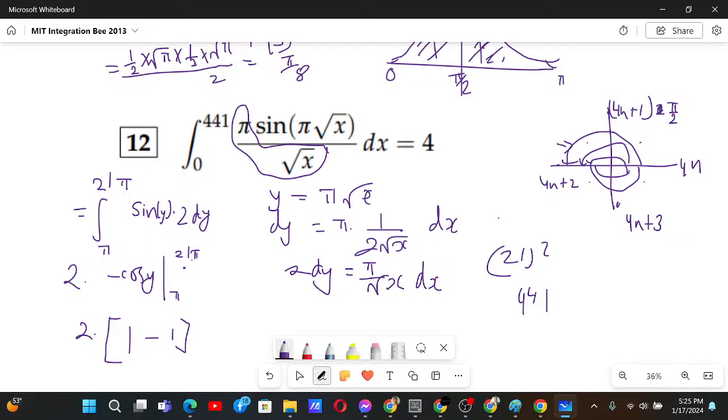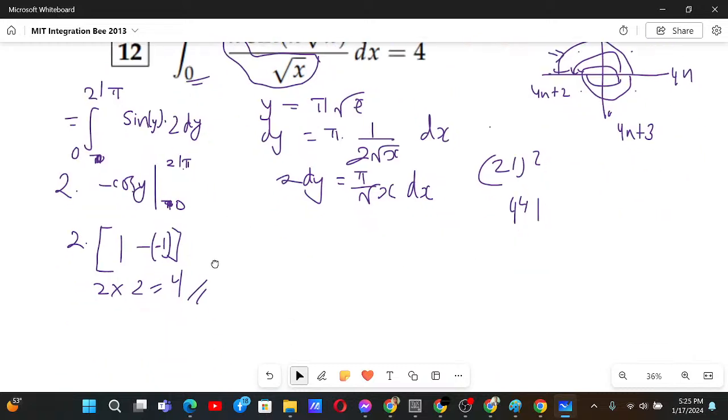Okay, it's 0 over here. This one is 0. How did I write pi? This is 0. This is 0. Yeah. So now if it's 0, yeah, cos 0 is 1, so this is minus 1, not 1. This is minus 1. So this is 2 times 2. That's 4. That's the answer.